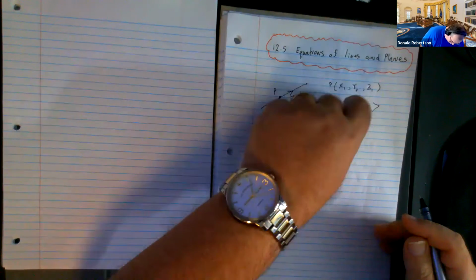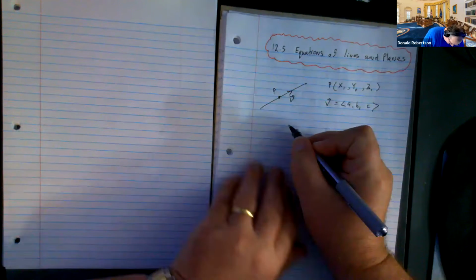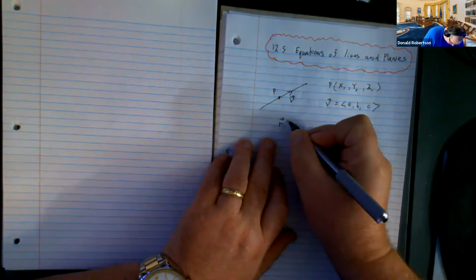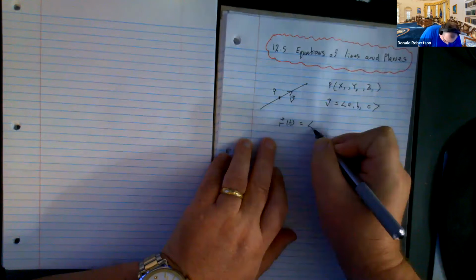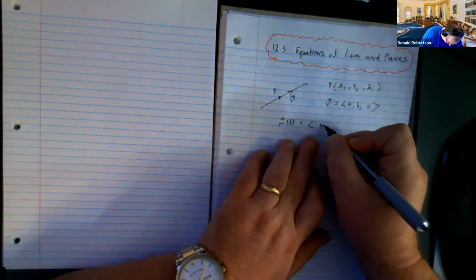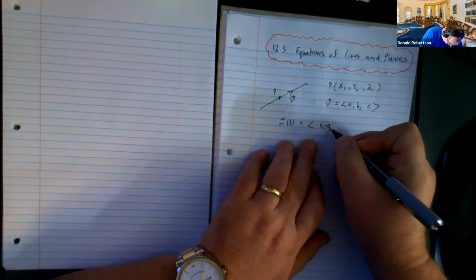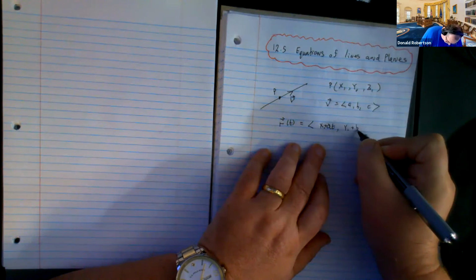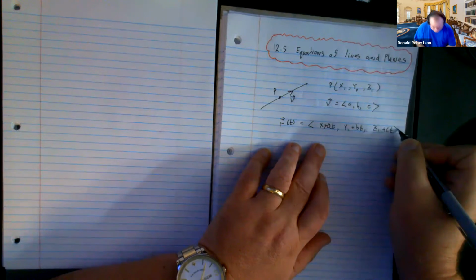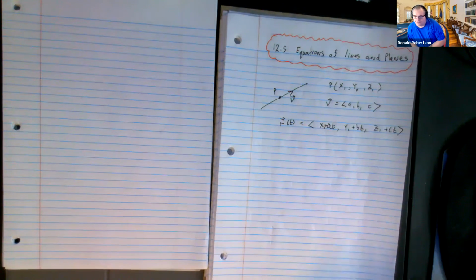Provided you can come up with those two things, you are pretty much ready to get the equation of the line. There are lots of different ways to write the equation of a vector, but x1 plus at, y1 plus bt, and z1 plus ct would be one of those ways to do it.